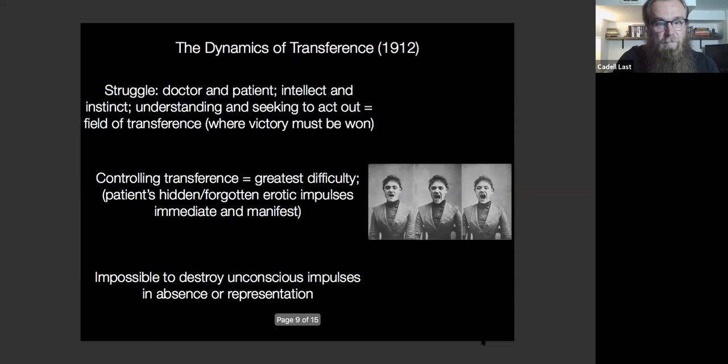So this is the final slide of this paper, that the struggle here between the doctor and the patient in a transference process is a struggle between intellect and instinct, a struggle between understanding and seeking to act out. So basically the subject isn't capable of becoming as intellectual, as understanding as they could possibly be, because their instincts and their desire to act out their infantile impulses are controlling them, dominating them. They're under unconscious domination. And that's the field of transference where Freud says victory must be won.